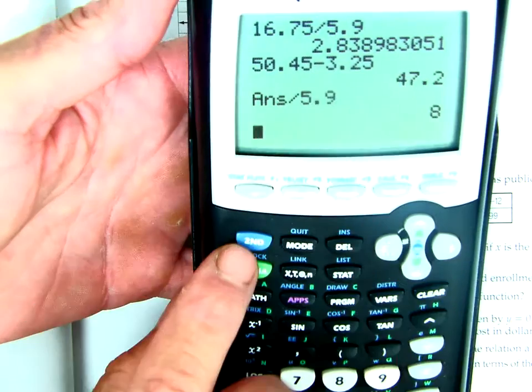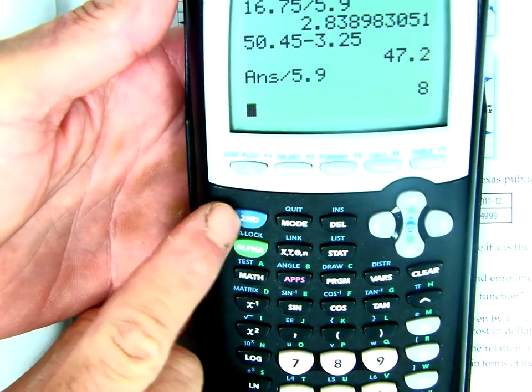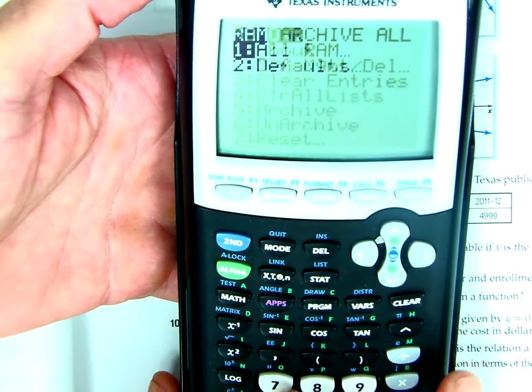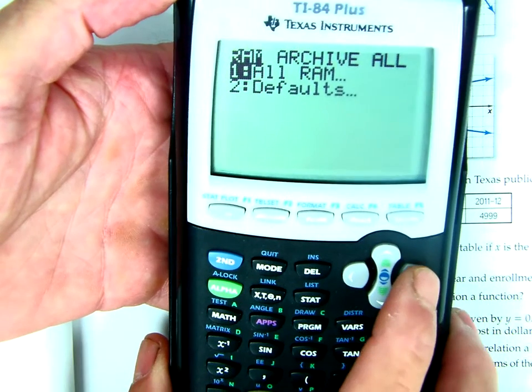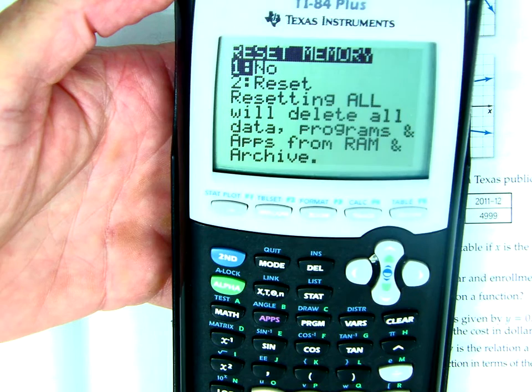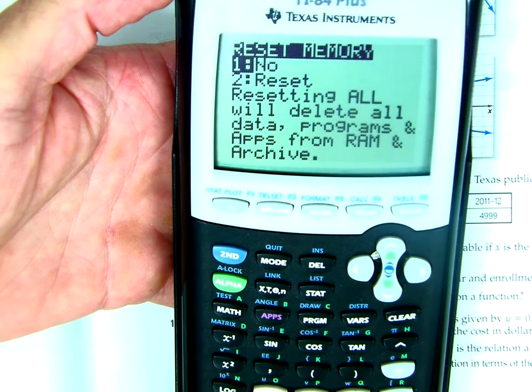The plus one. The second button, the plus sign, 7, go over to all, push enter, and then the number 2.